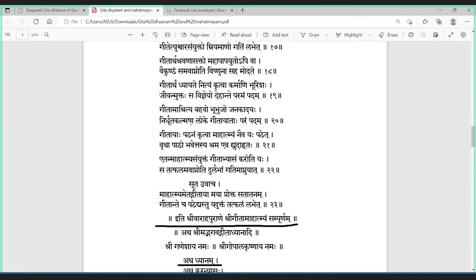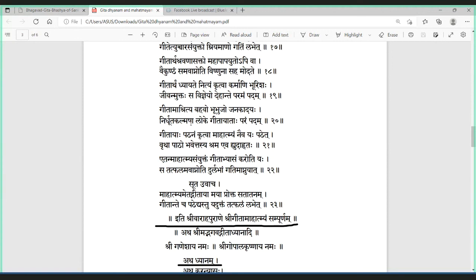And what have they become? Nirdhuta kalmasha loke. Nirdhuta means removed, shaken off. Kalmasha, all the sinfulness, the foulness, the dirt. They have removed all of this in the world. Their papam they have removed. Gita yatah param padam. And in their vyavhar, they have removed all the dirt away and they get to the param padam that the Gita is talking about, the highest.